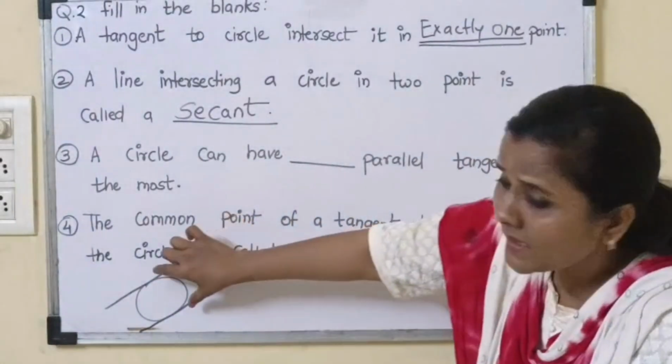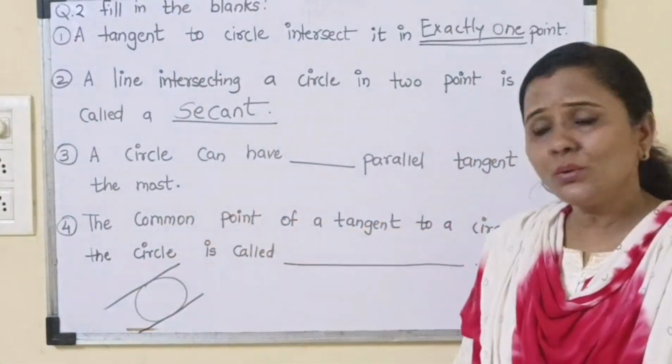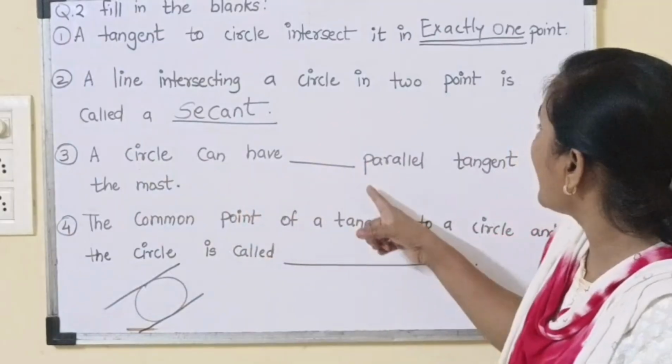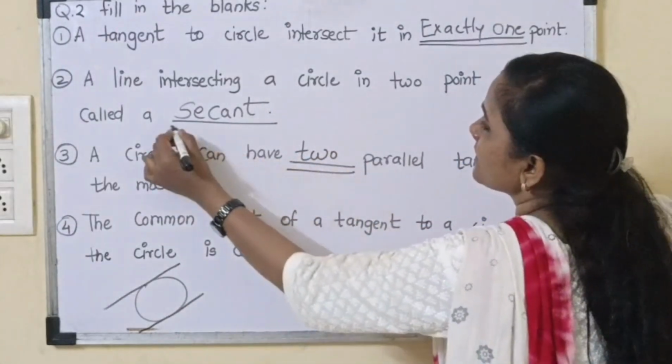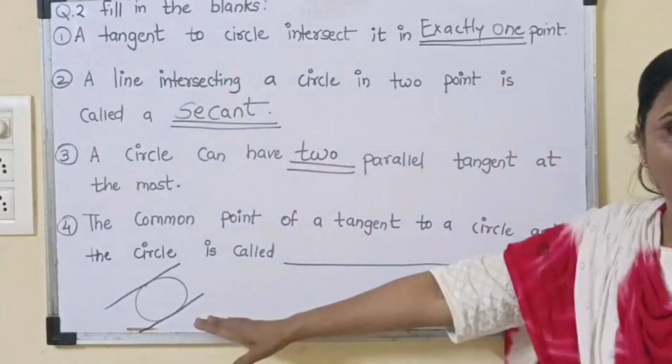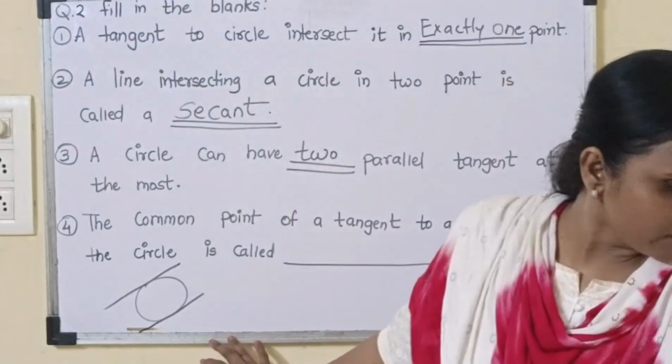So how many parallel lines are there? 2. So a circle can have only 2 parallel tangents. Understood? Parallel line. Clear this one?